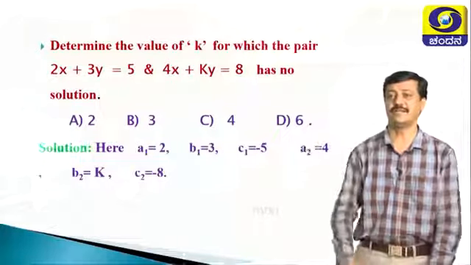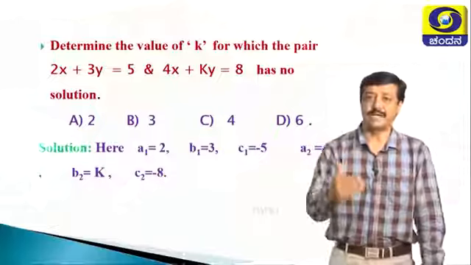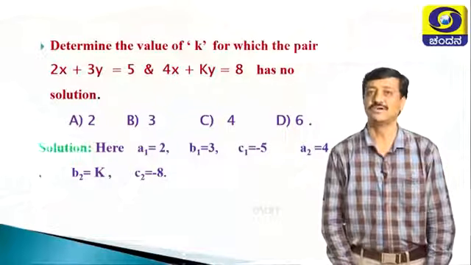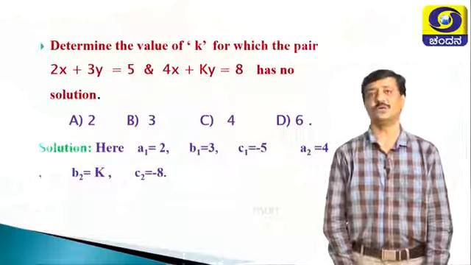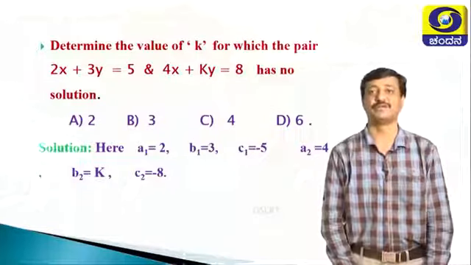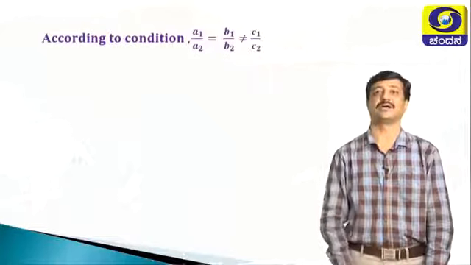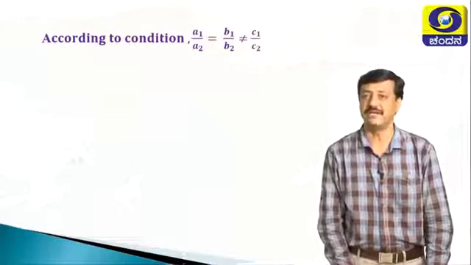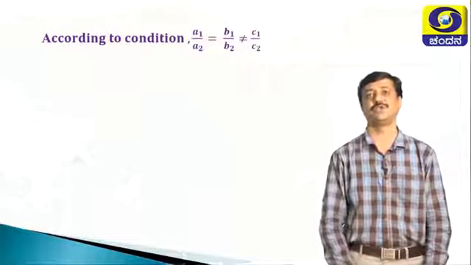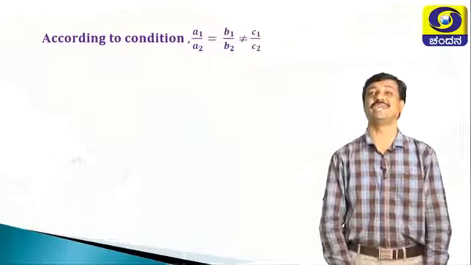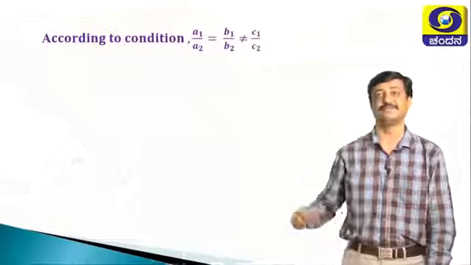Based on the table, if the pair has no solution, according to the condition, the ratio a1 by a2 is equal to b1 by b2 but not equal to c1 by c2. See the condition. According to the condition, it says a1 by a2 ratio is equal to b1 by b2 but not equal to c1 by c2. Now let us verify this condition for the values.